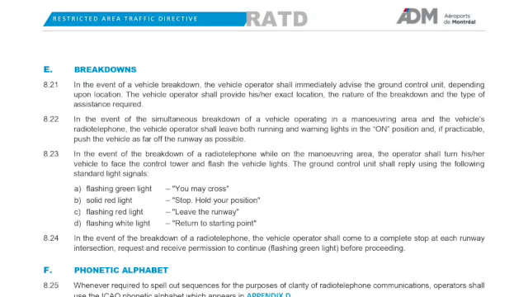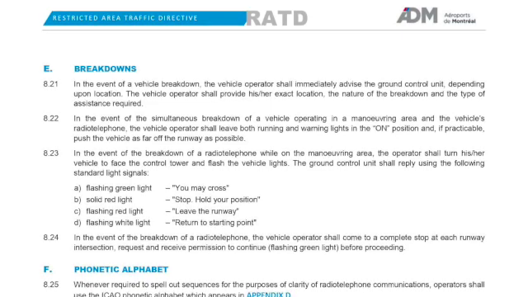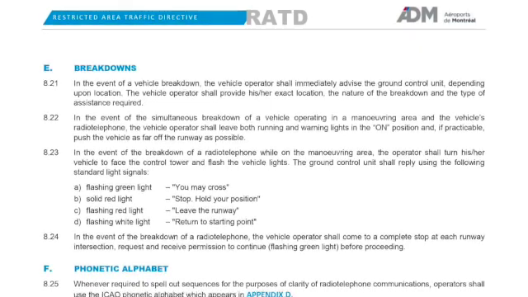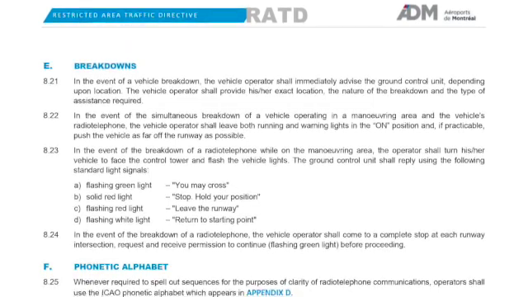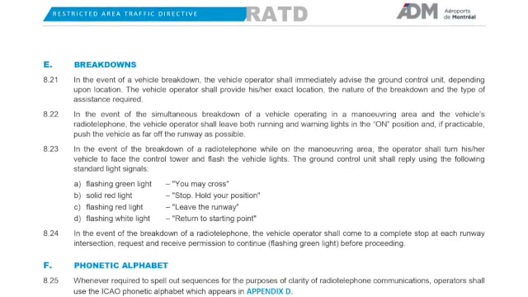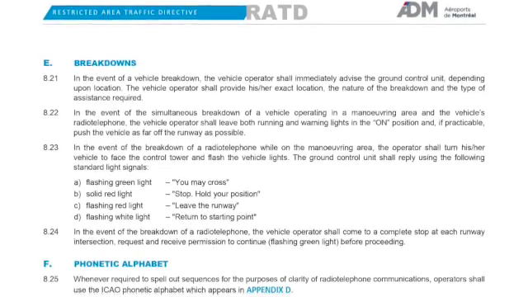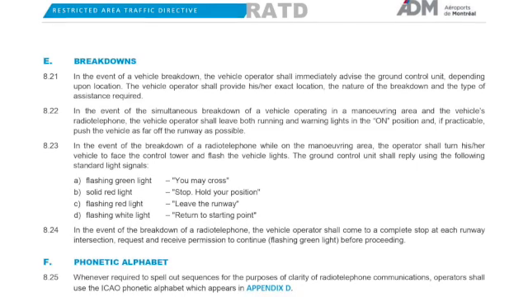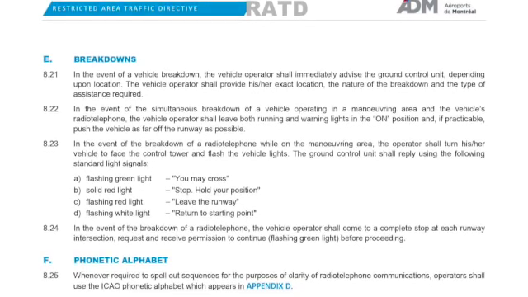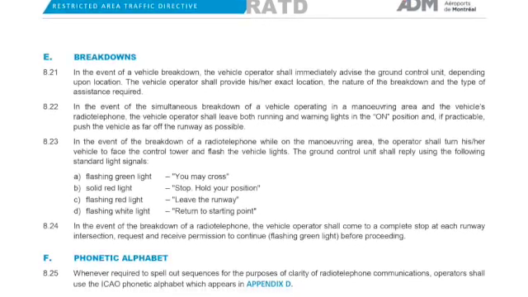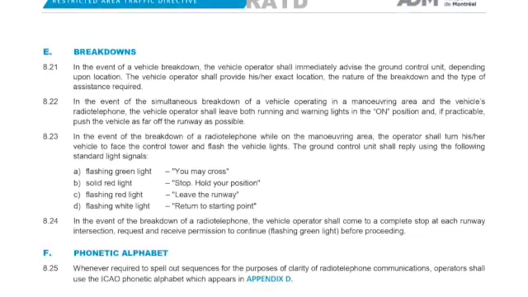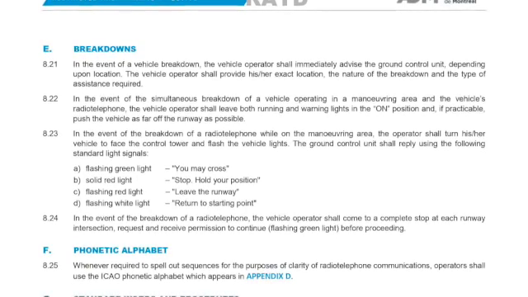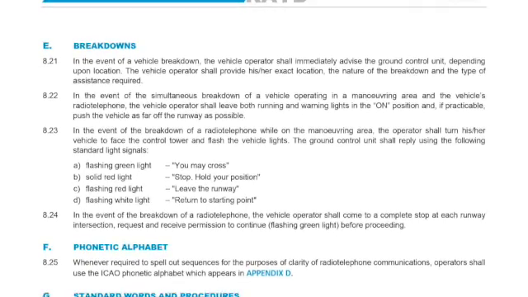E. Breakdowns. 21. In the event of a vehicle breakdown, the vehicle operator shall immediately advise the ground control unit, depending upon location. The vehicle operator shall provide his/her exact location, the nature of the breakdown and the type of assistance required. 22. In the event of the simultaneous breakdown of a vehicle operating in a maneuvering area and the vehicle's radio telephone, the vehicle operator shall leave both running and warning lights in the on position and, if practicable, push the vehicle as far off the runway as possible.